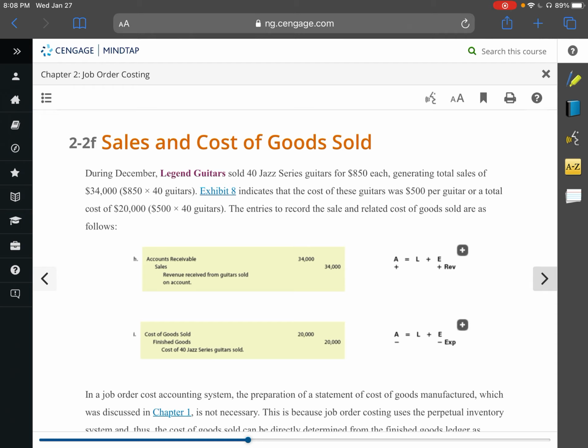So in a merchandising business and in a manufacturing business, and this is something that we talked about in Principles of Accounting, anytime you make a sale, you have to record two journal entries.